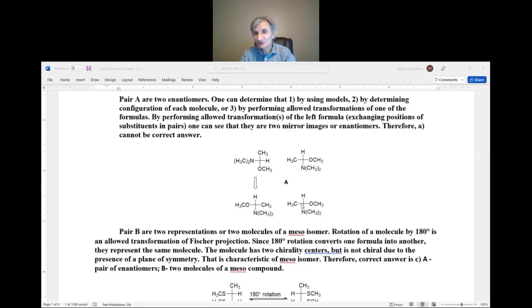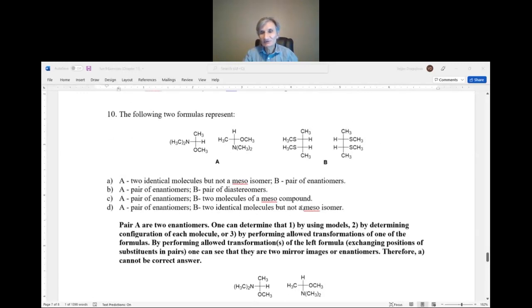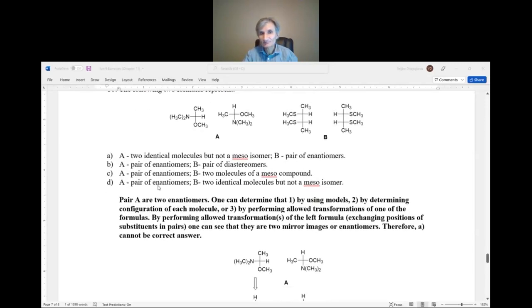So now when you look at them, you can see they are mirror images of each other, and that's the beauty of Fischer projections. When they are mirror images in Fischer projection, that means they are enantiomers. They are really mirror images in 3 dimensions. So in this case, just this one transformation did it. Sometimes you may have to do more than one transformation, so you may have to flip one and then do some flipping on the other and so on. Okay, now you did it. And they are mirror images of each other, so they are enantiomers. And so A is not correct because they are enantiomers, so B, C, or D must be correct.